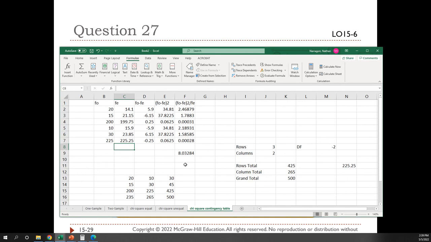It is less than 9.21, so we do not reject, and that it is not a relationship between the error rates and the item type, or the regular price and the special price. Anyway, so that finishes up chapter 15.